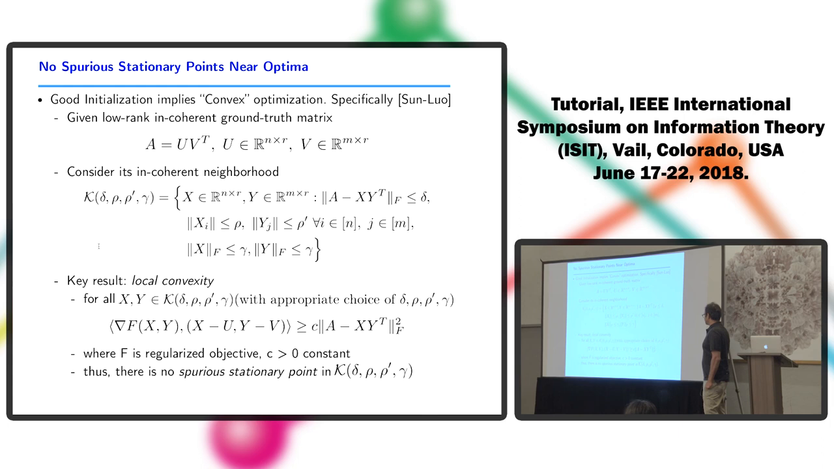Okay, so two pieces, right? You get a good initialization, and you put that with this lemma, you get what you want. That is, you get a good initialization, and then run a gradient algorithm, you will recover exactly what you want, as long as you're observing things exactly. Okay?